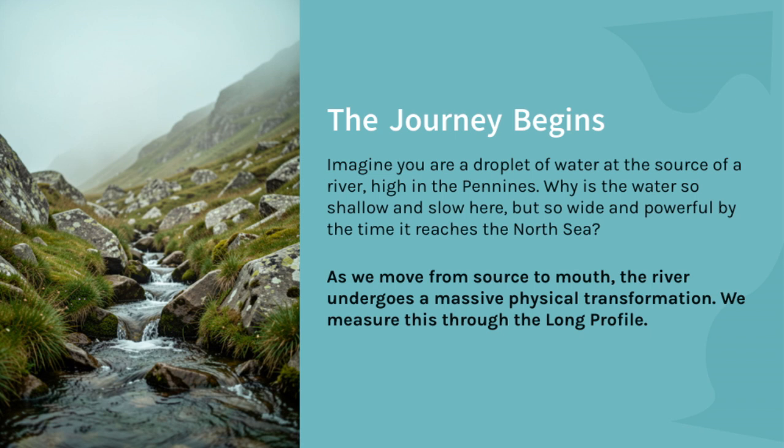It may flow through wide floodplains and large towns or cities. So the question is, why is the river shallow and narrow near the source, but wide and powerful near the mouth? The answer is that the river undergoes a physical transformation as it moves downstream. It gains water from tributaries. It erodes, transports, and deposits sediment. Its channel becomes smoother and more efficient. Its valley changes shape. We measure and describe these changes using the river's long profile and cross sections.